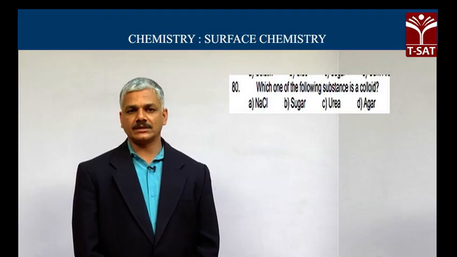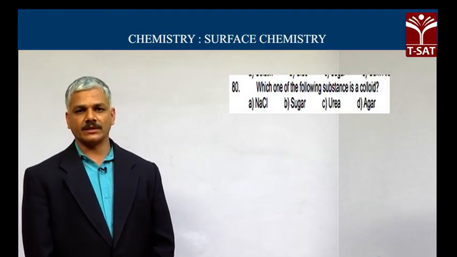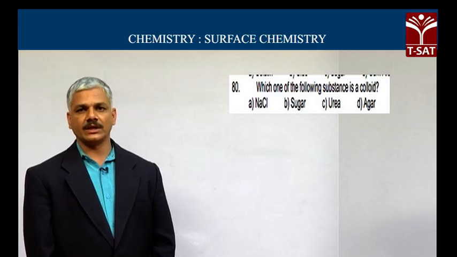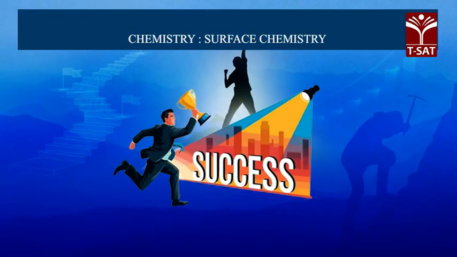80. Which of the following substance is a colloid? Given options are sodium chloride, sugar, urea and agar. Correct option is D. Agar.